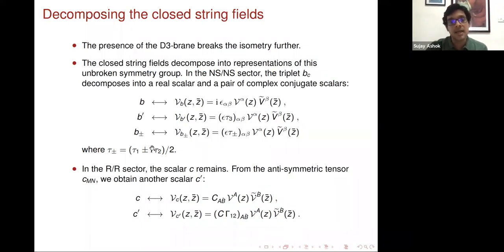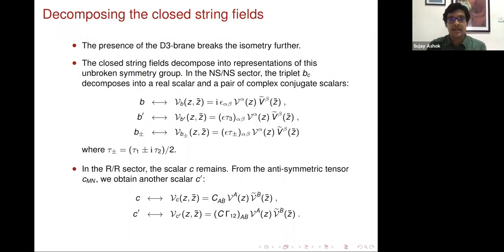So I have 4 scalars from the NS sector and 2 scalars from the Ramond sector. Out of this 2-form, the ones along the 1-2 directions will just generate a scalar as far as the unbroken isometry is concerned. So at the end of the day, I have 6 closed string scalar fields in the twisted sectors, and what I want to do is to turn on VEVs for all of these. My hope is that 4 combinations of these will turn out to be the parameters that I'm looking for. Are there any questions at this point?